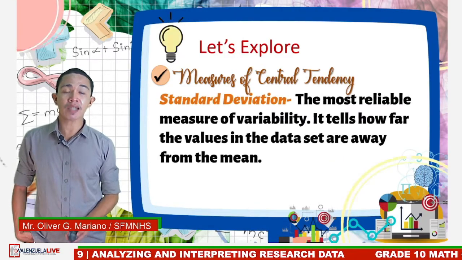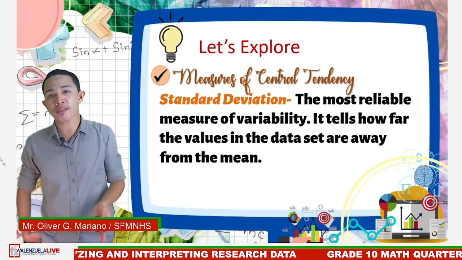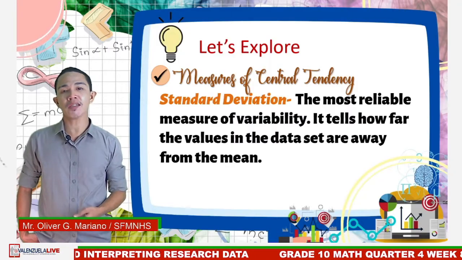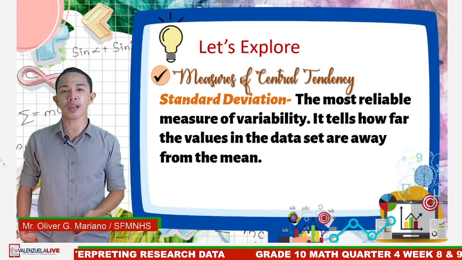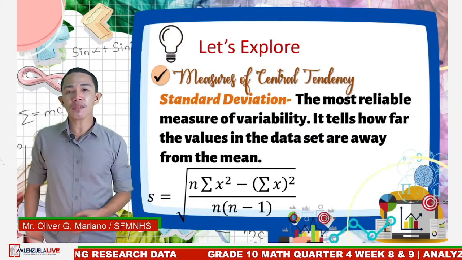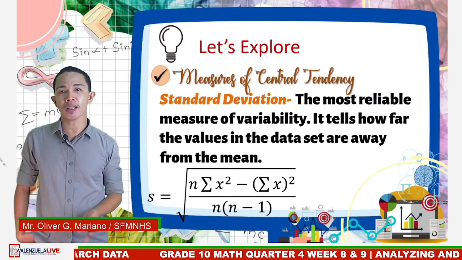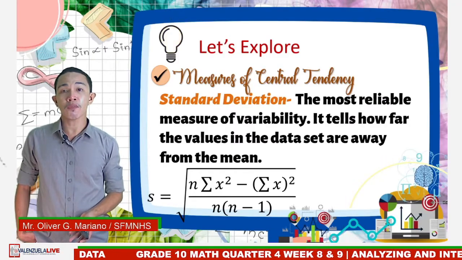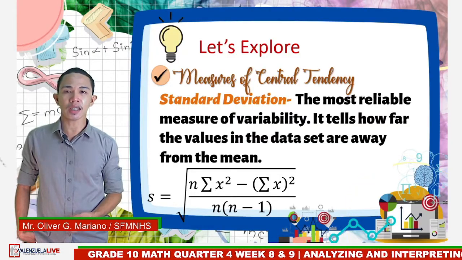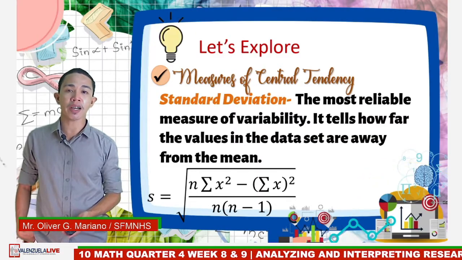We also have standard deviation. Standard deviation is said to be the most reliable measure of variability. It tells how far the values in the data set are away from the mean. Obviously, when you try to connect the formula of this one to the formula of variance, you can clearly notice that the standard deviation is just the square root of variance.